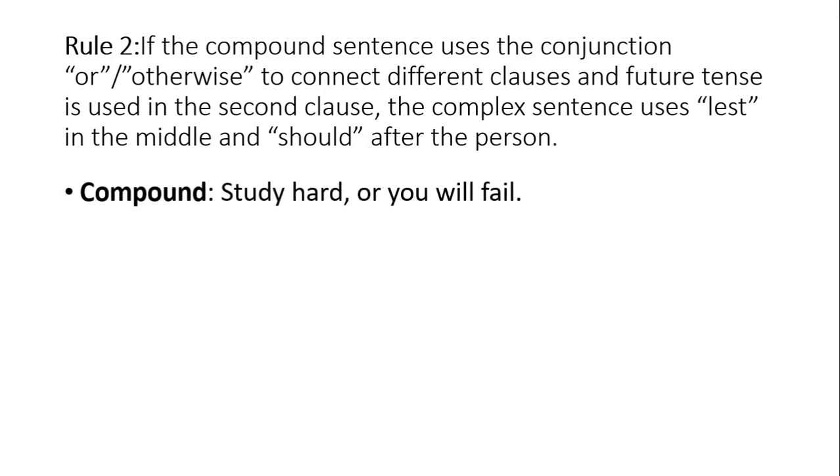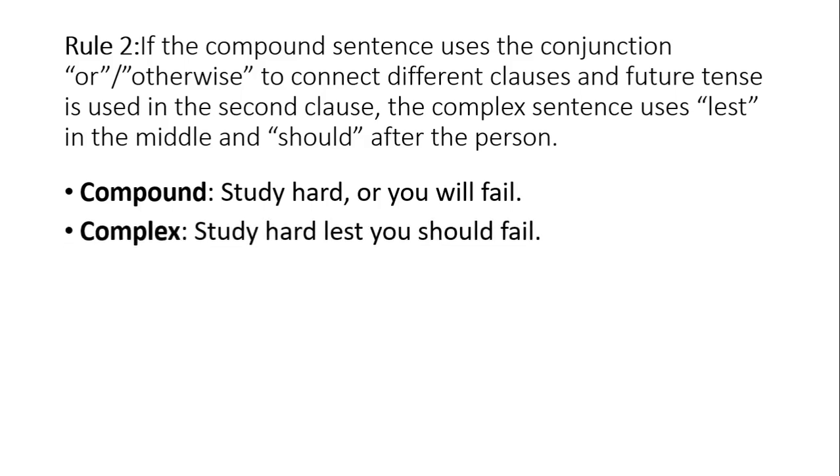So here's the example. Study hard or you will fail. You see, we have or here, and we have two contradictory clauses. When we want to join two contradictory clauses together, we use the coordinating conjunction or. Now we are going to use lest, and after lest we use the verb should. Study hard lest you should fail.